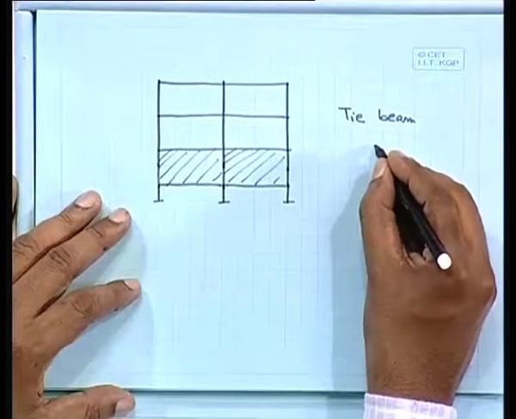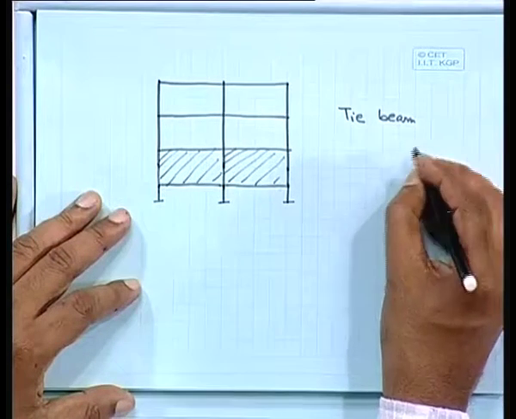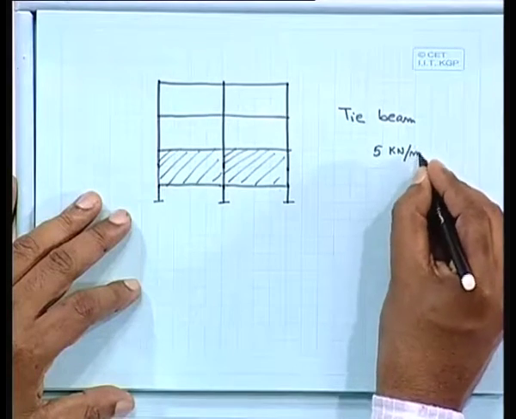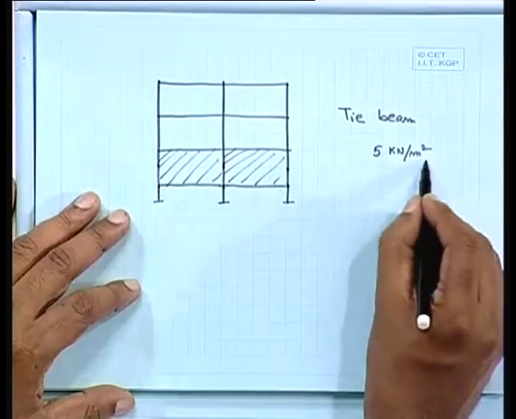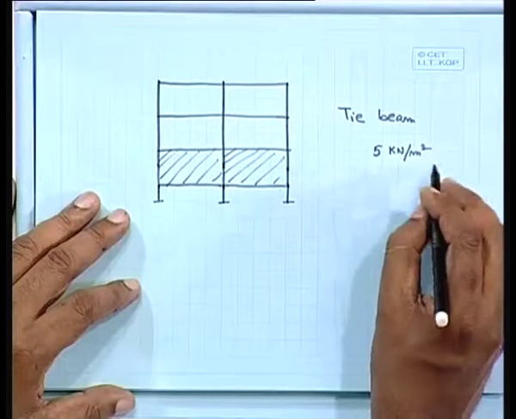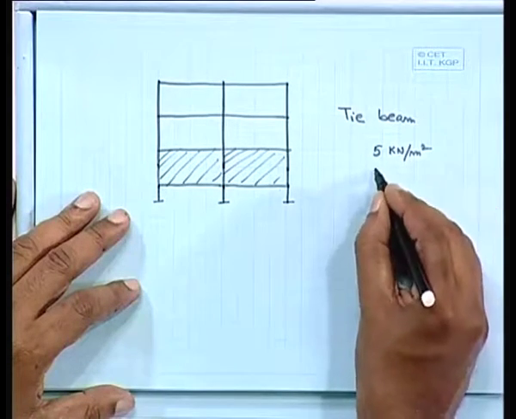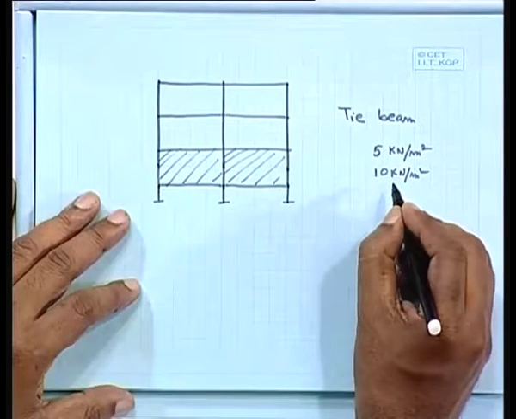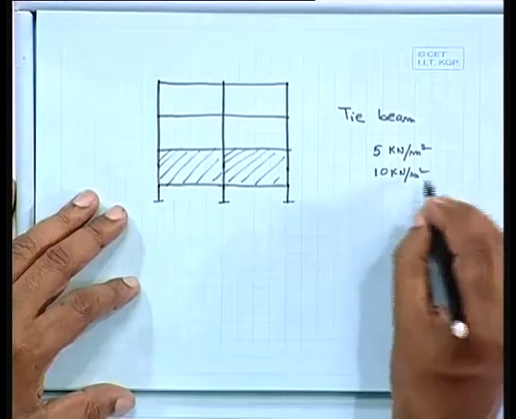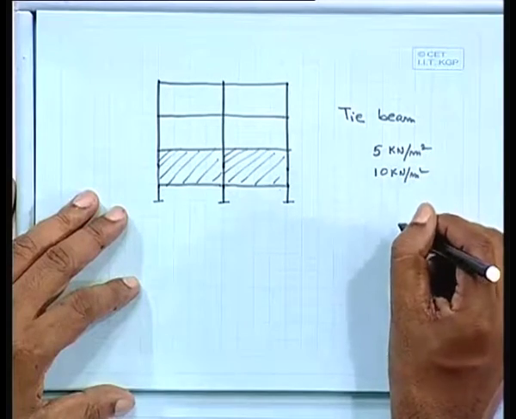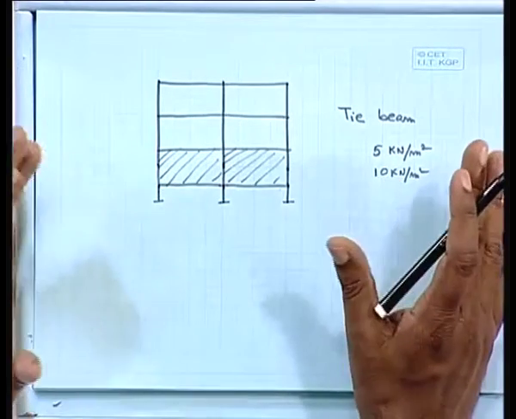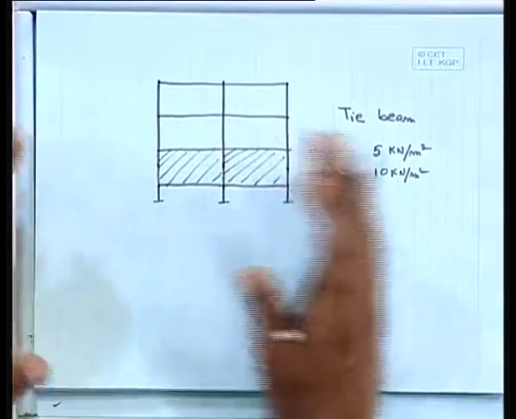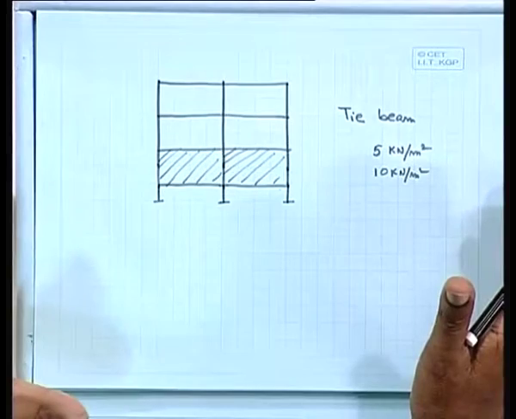Generally it can start with, say, 5 kilonewton per square meter. Then we can have say 10, like that. This is the bearing capacity. So we can go to different bearing capacities, and if the bearing capacity is less and load is more on the column, then your footing size will be bigger.